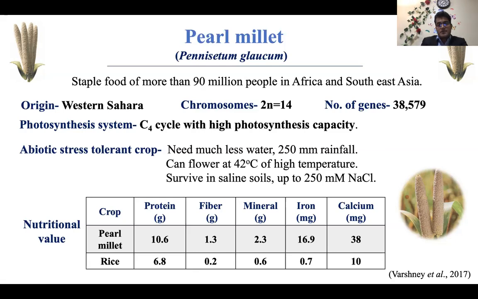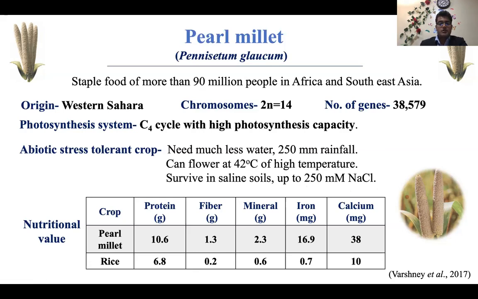The main feature of this crop is abiotic stress tolerance. It is a drought tolerant crop, so it can survive at 250 mm of rainfall. It is a high temperature resistant or heat resistant crop, so it can flower at 42 degrees Celsius. It is a salinity stress tolerant crop also, so it can survive up to 250 millimolar of NaCl. So my main topic here is salinity stress.